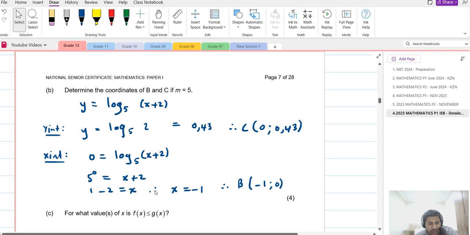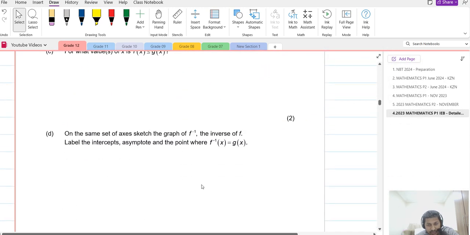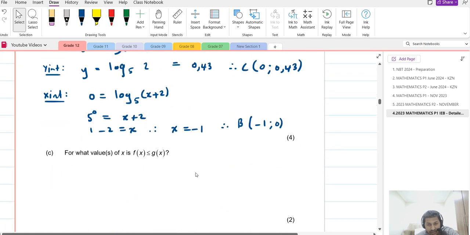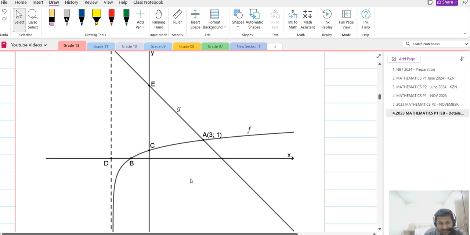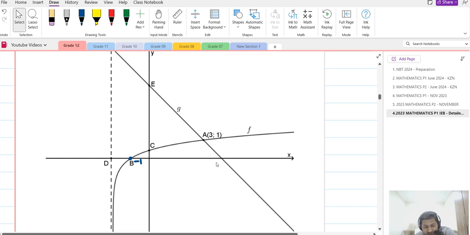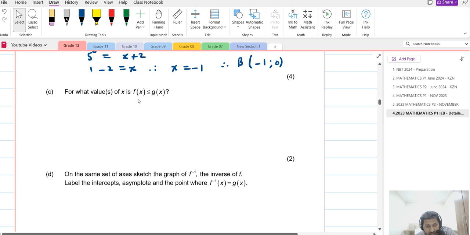Next question. For what values of x is f of x less than or equal to g of x? That's just 2 marks, so I think we can just look at the graph and solve that. Remember, this coordinate there is minus 1. Where's the f graph above the g graph? Where is the f graph below the g graph?